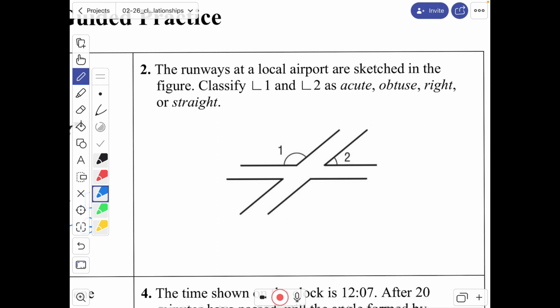Number 2, the runways at a local airport are sketched in the figure. Classify angle 1 and angle 2 as acute, obtuse, right, or straight. Well, angle 1 is a big angle, and big angles, it's greater than 90. And remember that little card that I gave you in class? You can use the edge of the card, any corner of a piece of paper, that would be a right angle. If it's smaller than the corner, it's acute. If it's bigger than the corner, it's obtuse. And if it fits perfectly, it's right. So this one is big, so this one is obtuse. Angle 2 is little, so it is acute.